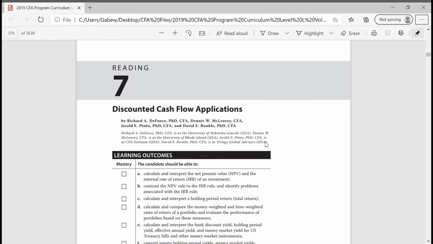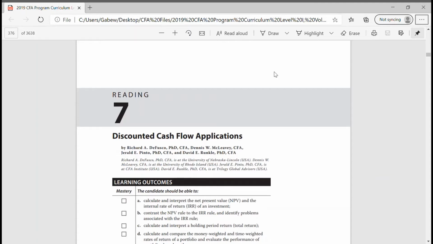It is time for CFA Level 1 Reading 7. Okay, so it is time for the CFA Level 1 Program Curriculum Reading 7: Discounted Cash Flow Applications. So we learned about discounted cash flows, learned about cash flows, and let's learn about applications now.